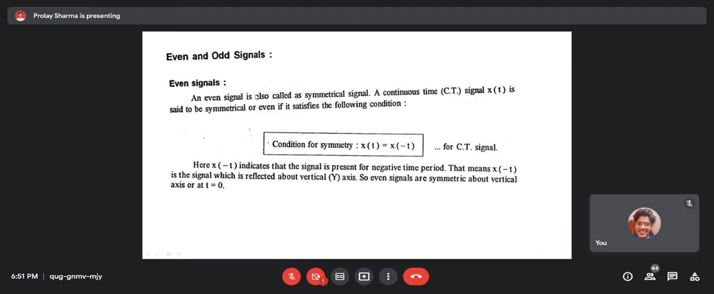Next is odd signal and even signal. We know very well what an odd function and an even function are. An even signal is like this: x(-t) = x(t). If we replace t by -t, it doesn't affect the signal expression. So this is called an even signal. This is the definition of an even function.